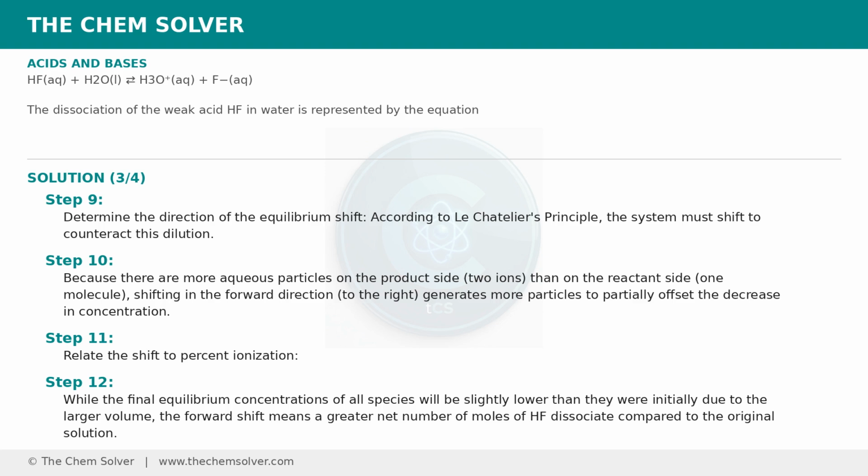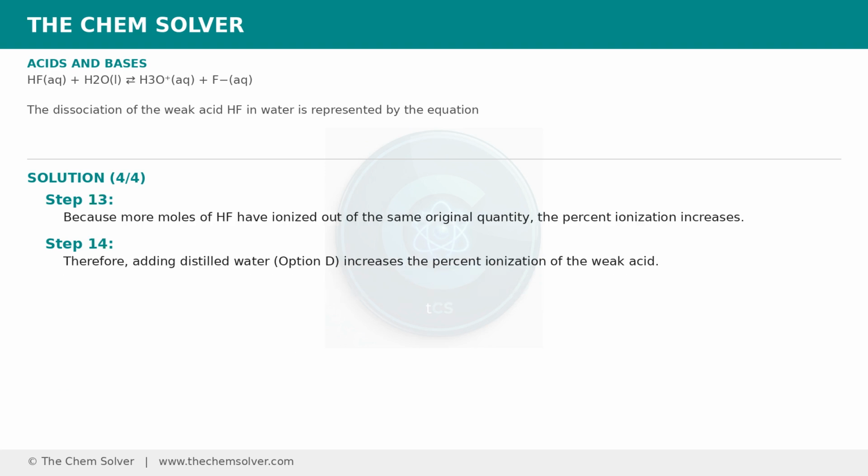Relate the shift to percent ionization. While the final equilibrium concentrations of all species will be slightly lower than they were initially due to the larger volume, the forward shift means a greater net number of moles of HF dissociate compared to the original solution. Because more moles of HF have ionized out of the same original quantity, the percent ionization increases.